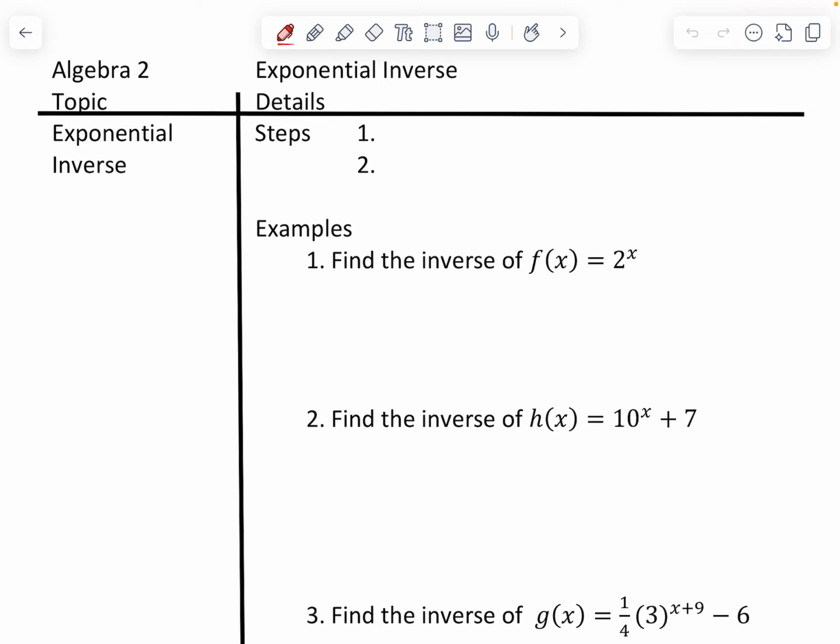The objective of this lesson is to find the inverse of exponential functions, which will result in logarithms. So we will introduce the idea of a logarithm as the inverse of an exponential, and we'll actually do the work to find the inverse of the exponential. So our steps for this process are, first of all, to swap the x and the y. And then once we've done that, when we solve for y, we're going to do that by using logarithms.